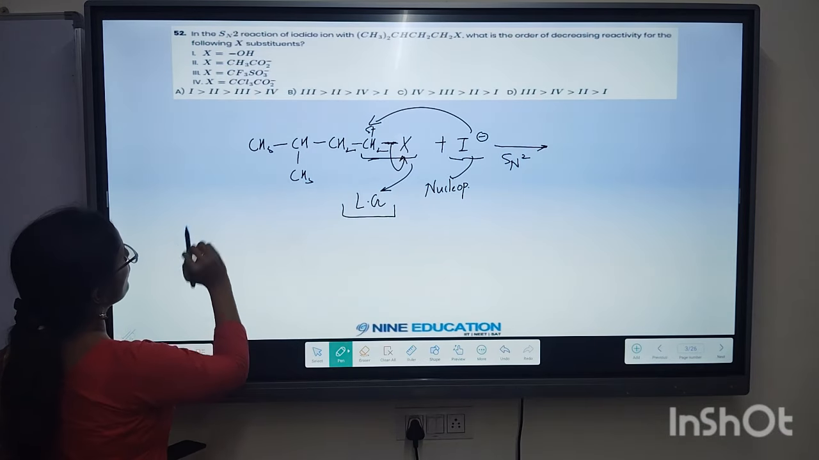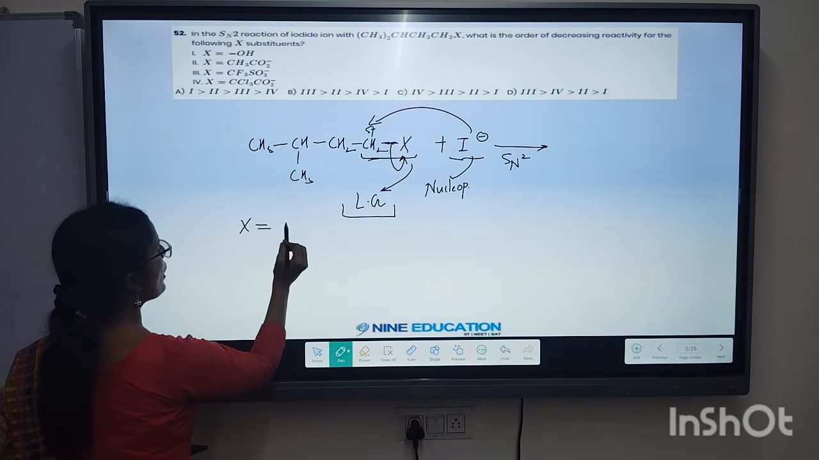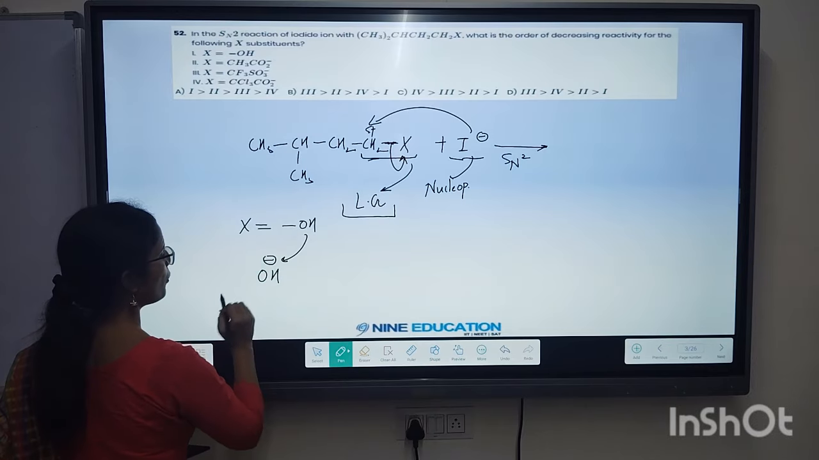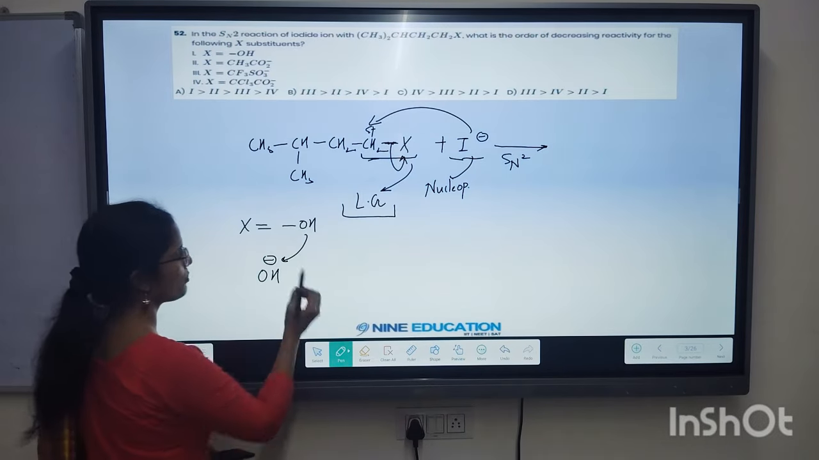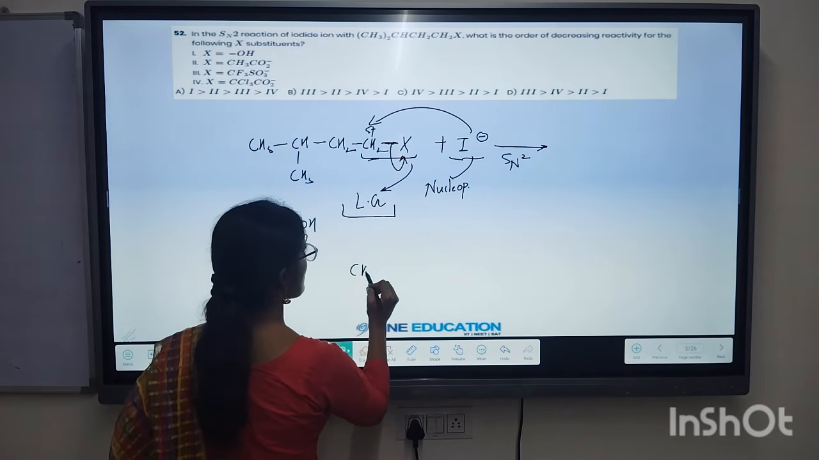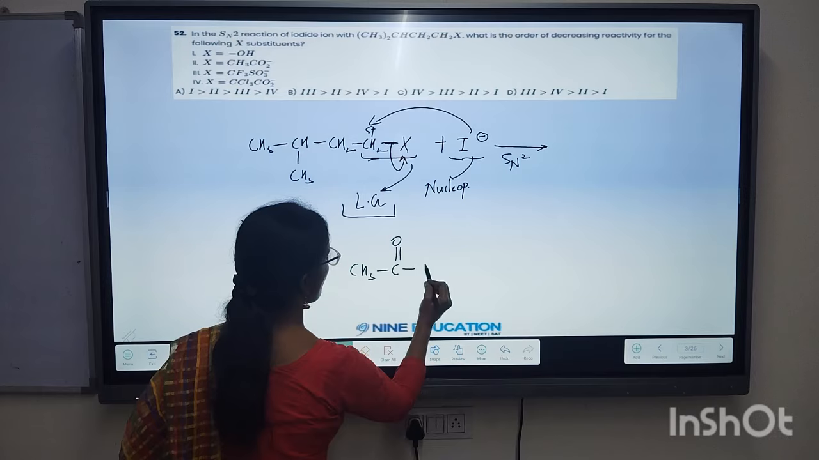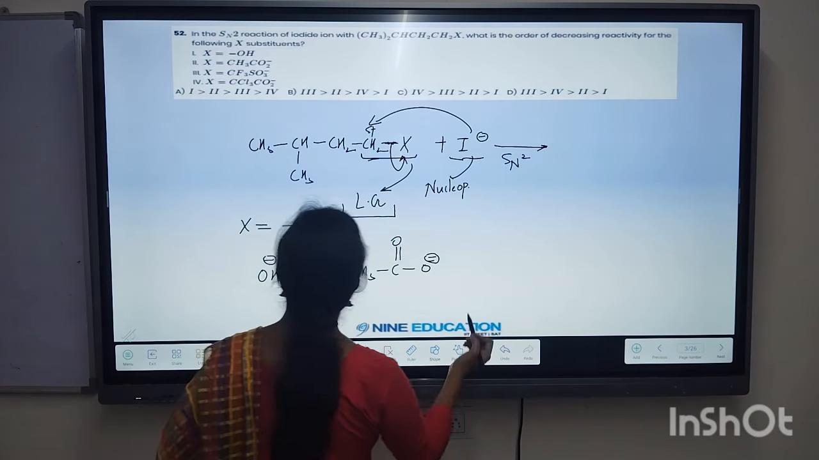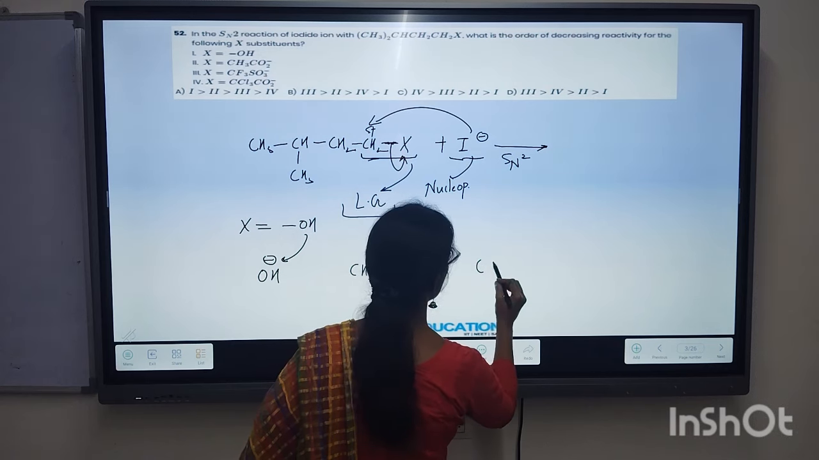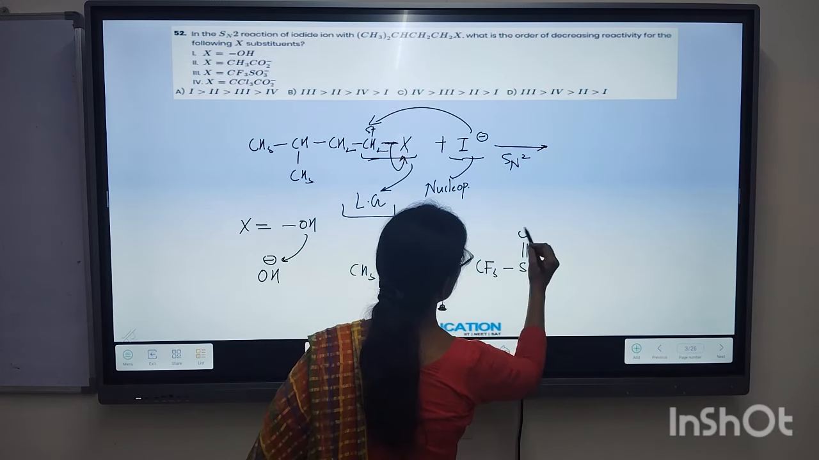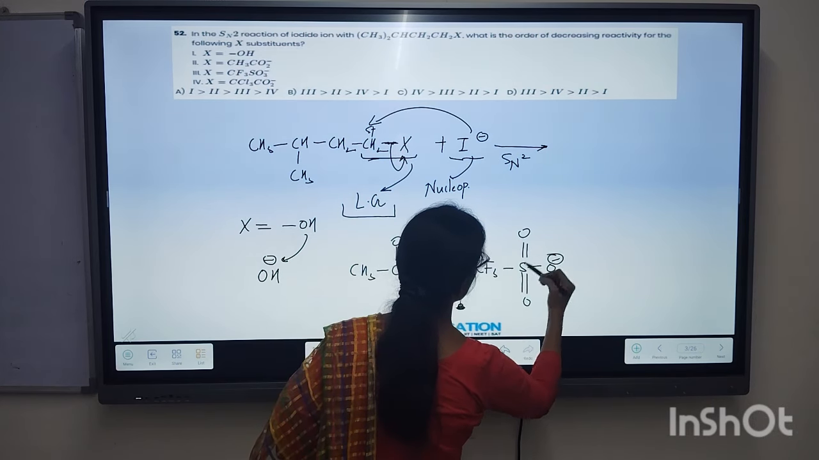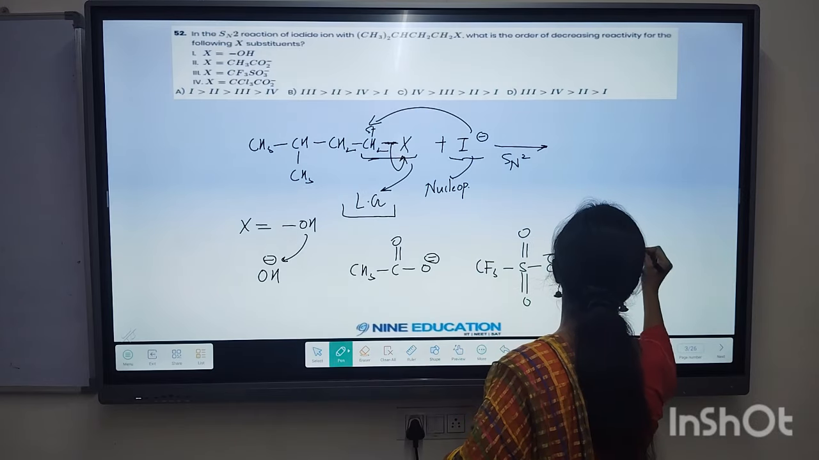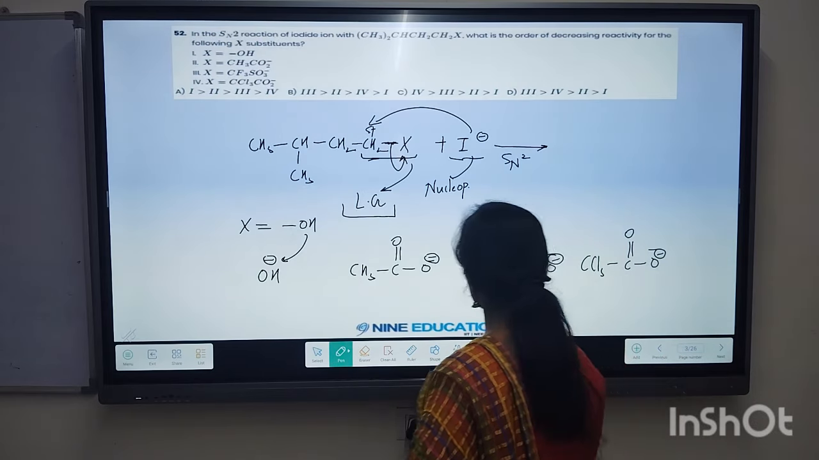Now for the first case, when we are having X which is OH, and when OH will be leaving, it will be leaving in the OH minus form. Second case, we are having CH3CO, so it will be leaving in the CH3CO minus form. Next we are having CF3SO3, so it will be leaving in the form S double bond O, O minus, and in the end we are having CCl3CO, which will also be leaving as CCl3CO minus.